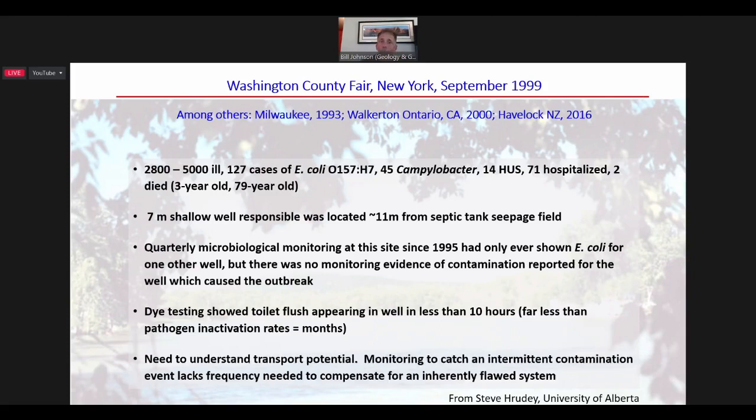And so it's clear that we can't just rely on monitoring, we need to understand transport potential. And that is part of what motivates my interest in being able to predict transport distances.